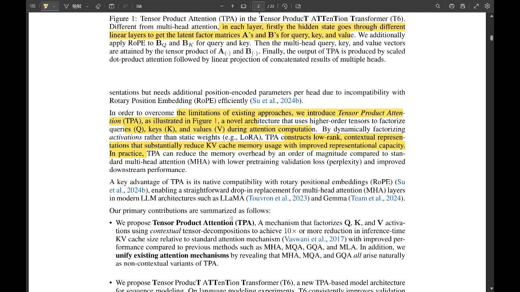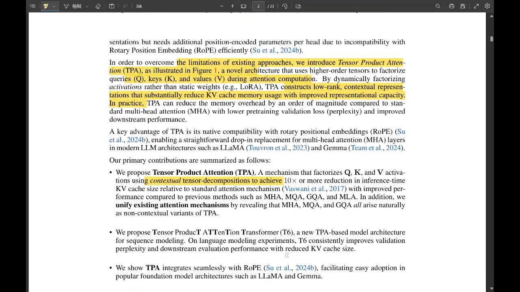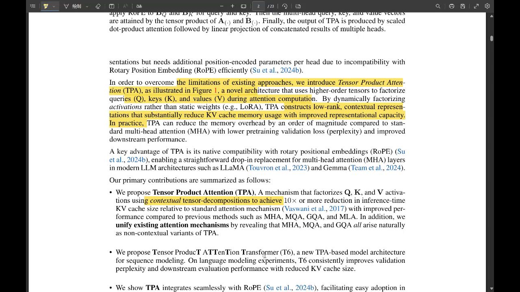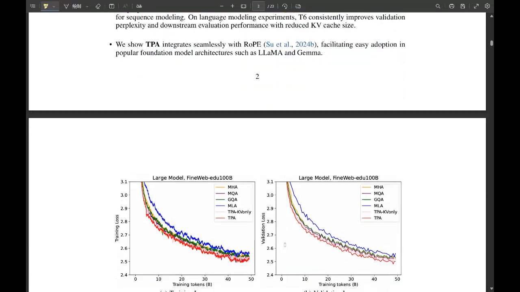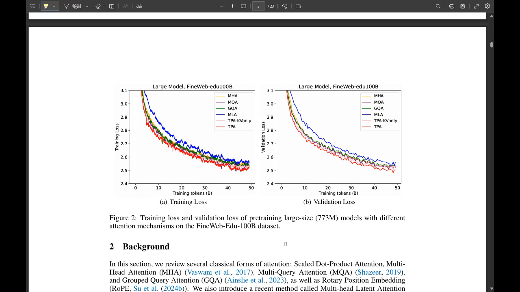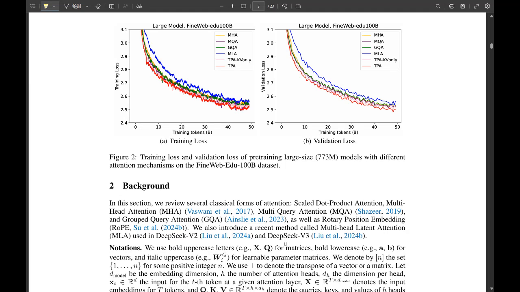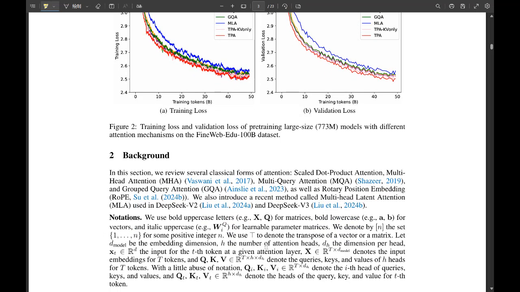What else is there? Well, TPA doesn't just improve efficiency, it also offers a fresh perspective on existing attention mechanisms. The researchers found that familiar mechanisms like MHA, MQA, and even GQA can be viewed as specific non-contextual variations of TPA. Wait, so TPA is like this umbrella term, and all these other attention mechanisms are just special cases of it. Yeah, it's an intriguing insight, isn't it? So we've been using these specialized tools without realizing they're all part of a larger toolkit. Yeah, TPA provides this unifying framework for understanding how all these mechanisms work. It's like discovering the underlying principle that connects all these seemingly disparate phenomena. Exactly. Wow, this is starting to feel like a significant shift in our understanding of attention mechanisms.